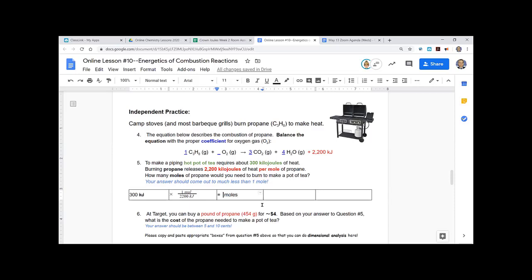So it would be 300 divided by... Yes, division, exactly. I'll do it on my calculator while you're doing it over there. I got 0.136. That's what I got as well, 0.136 moles. And you can see that that answer does agree with the suggestion. It should come out to much less than 1 mole, and it does.